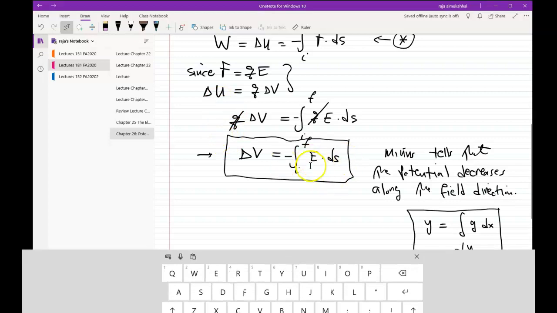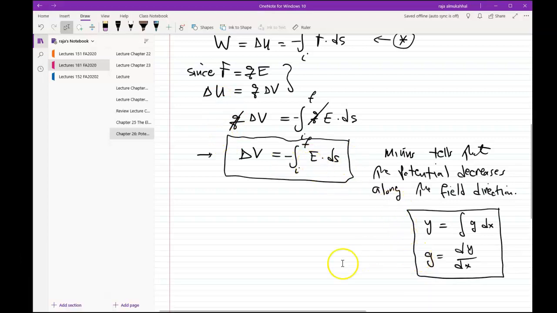Looking at this equation right here, sorry, this one keeps popping up. I have no idea why.